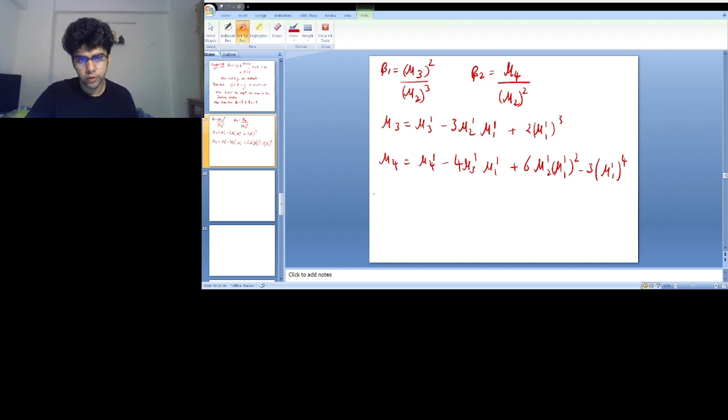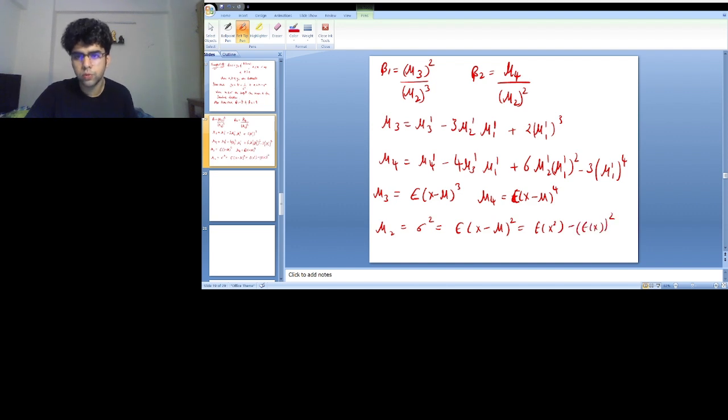So also, what is mu 3? Mu 3 is just the expected value of (x minus mu) whole cube. Mu 4 is the expected value of (x minus mu) to the power 4. And what is mu 2? Mu 2 is the variance sigma square, which is equal to the expected value of (x minus mu) whole square, right? Which is equal to E(x square) minus (E(x)) whole square.